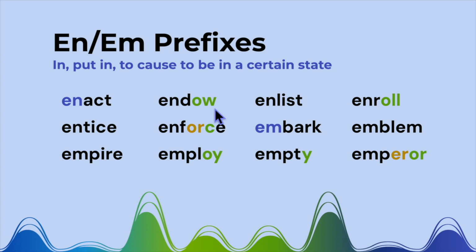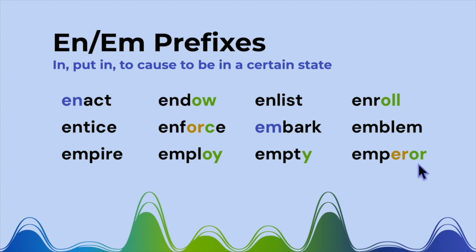Enact. OW in this word says ow, and dow, and list. OLL at the end of a root has a long O sound. Enroll, entice. OR says or. The C is followed by an E, I, or Y, so it says S. Enforce, embark, emblem, empire. OY says oi. Employ. Y at the end of a longer word usually says E. Empty, emperor.